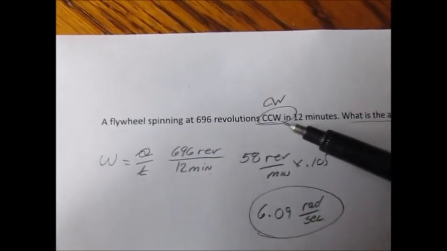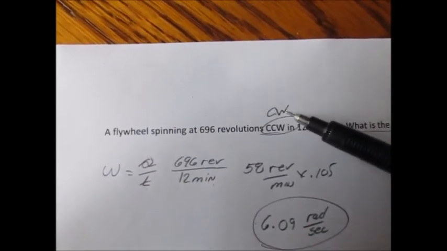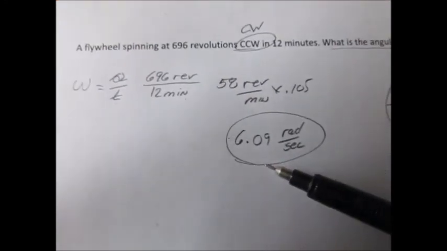And we pay attention to our direction. Counterclockwise is positive, clockwise is negative. That's why this number remains positive.